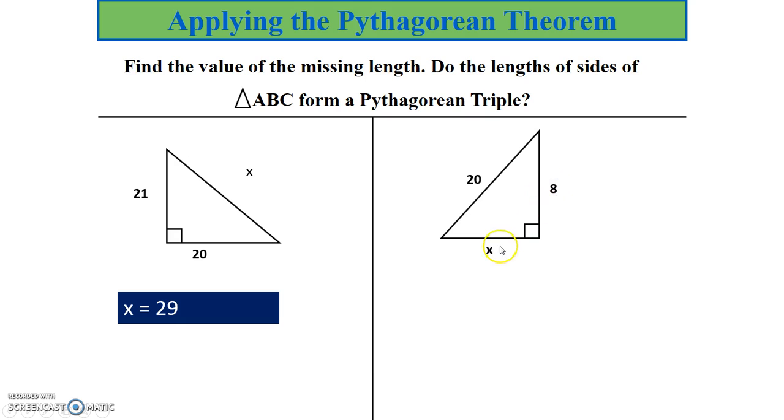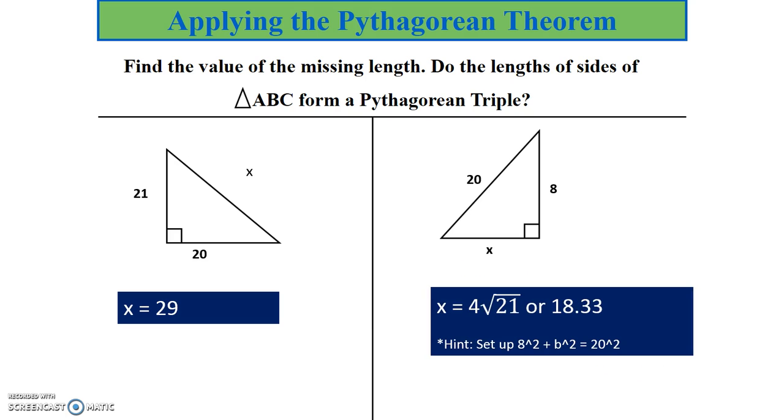So here we have 8 squared plus x squared equals 20 squared. So this is a little bit tricky because normally we're solving for the hypotenuse, but not in this one. So you could pause the video, solve for it, and you get this.